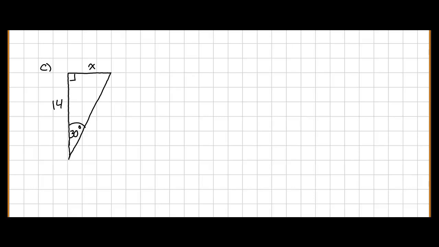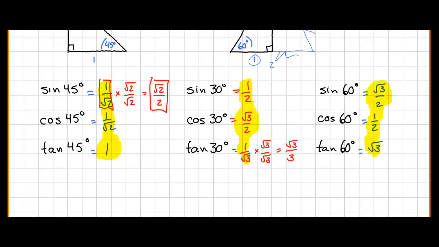In part C of this example, again looking for the missing side, relative to this 30-degree angle, that's the opposite, and this is the adjacent, so we're looking at the tangent of 30, which is going to be equal to x over 14, the opposite side over the adjacent. Now, if I scroll back up, we'll see that the tangent of 30 is either equal to 1 over root 3, or root 3 over 3, same thing.